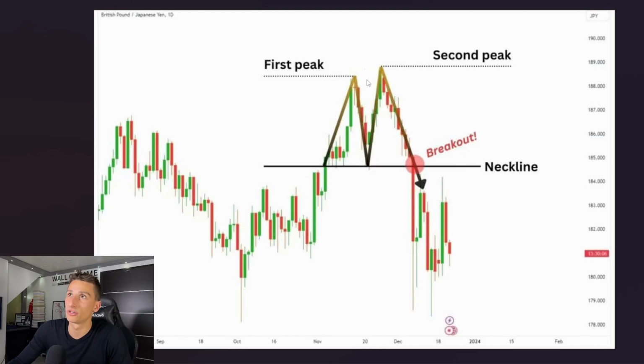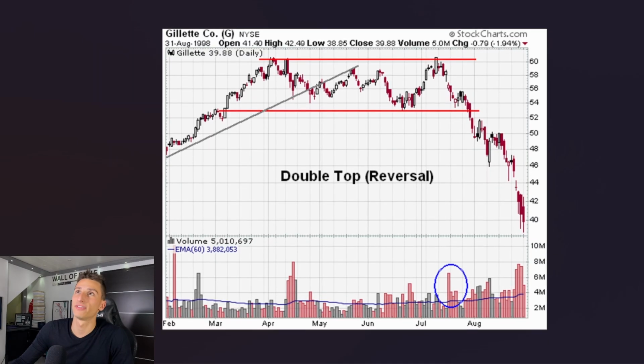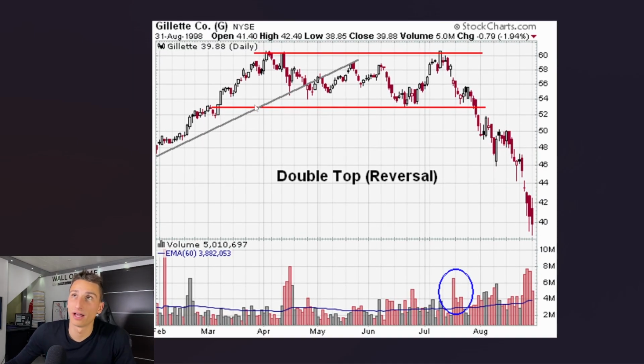You are taking the height between the peak to the neckline, projected to the breakout, to the breakdown, and look, it just in one candle it gives you your target. Perfect setup right there.